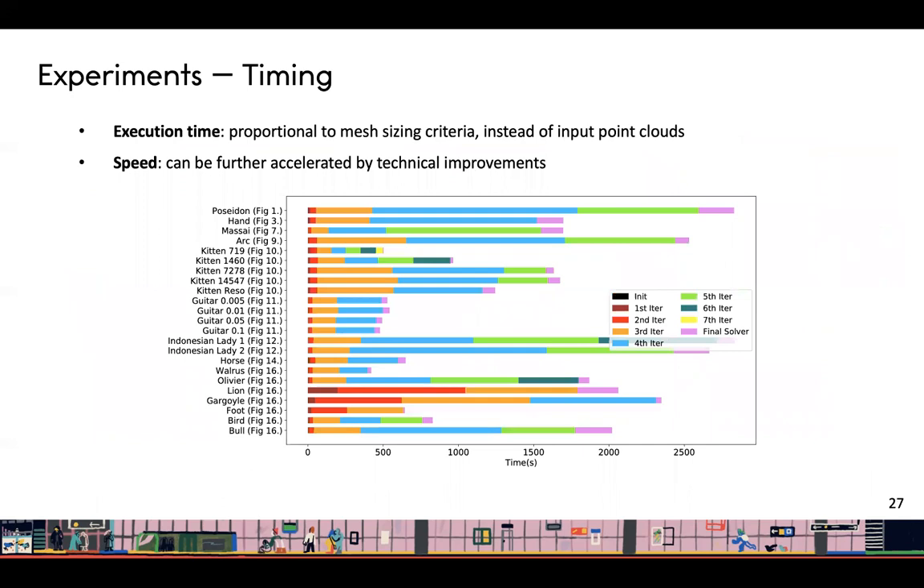We show in this figure the execution times of the models used in our paper. Each color corresponds to one loop of optimizer, solver, and refiner, and the pink indicates the final solver. Compared to octree-based solvers, our algorithm takes more time. However, it scales fairly well with the number of input points, and the execution time mostly depends on the user-defined target sizing field. What's more, it can be accelerated by some technical strategies, for example, using algebraic multigrid solvers.